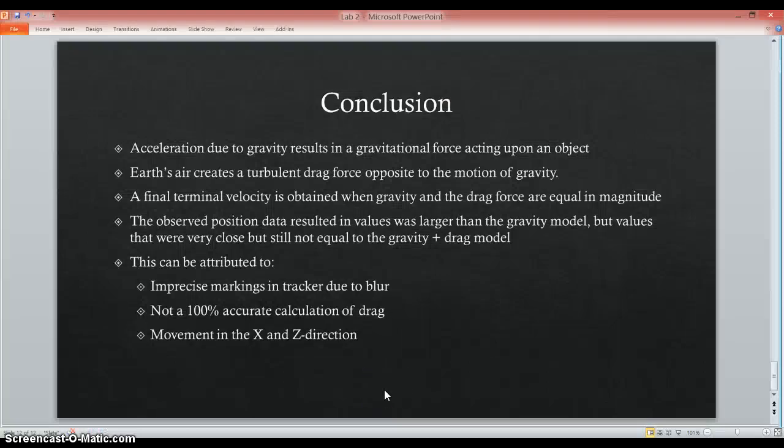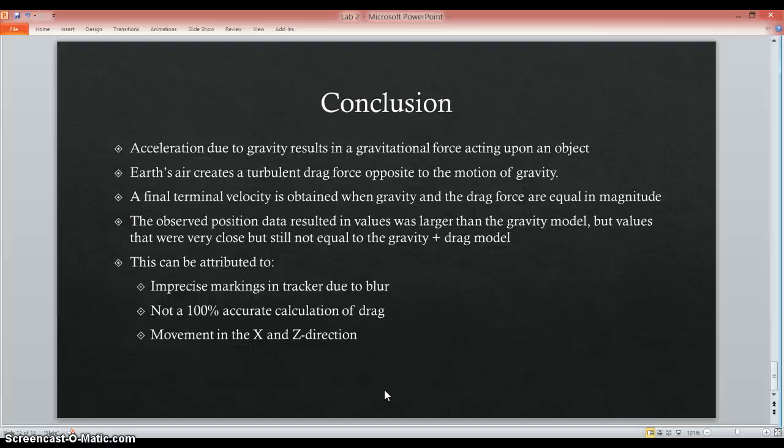In conclusion, acceleration due to gravity results in a gravitational force acting upon an object. Earth's air creates a turbulent drag force opposite to the motion of gravity. The final terminal velocity is obtained when gravity and the drag force are equal in magnitude. The observed position data resulted in values larger than the gravity model, and values that were close, but still not equal, to the gravity plus drag model.